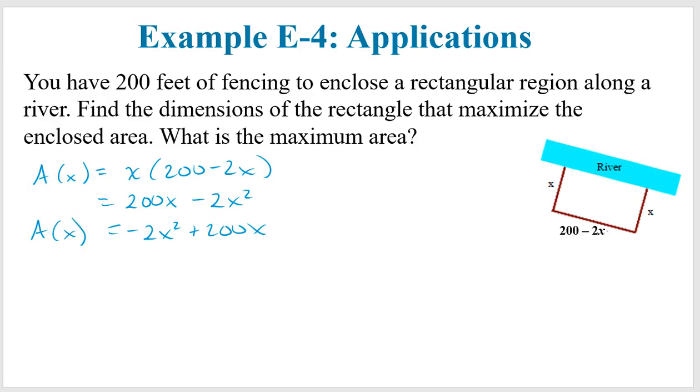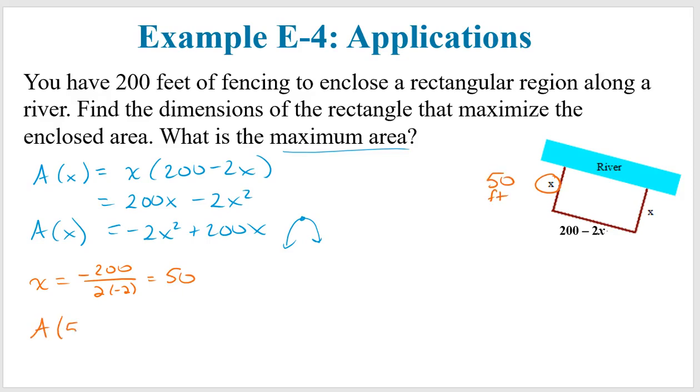Again, we have an a value of -2, which means our parabola will be opening downward, so the vertex will be the maximum. Makes sense because we're being asked to maximize the area. So let's find that vertex. x equals -200 over 2 times -2, which is -200 divided by -4, which is 50. So this dimension right here is 50 feet.